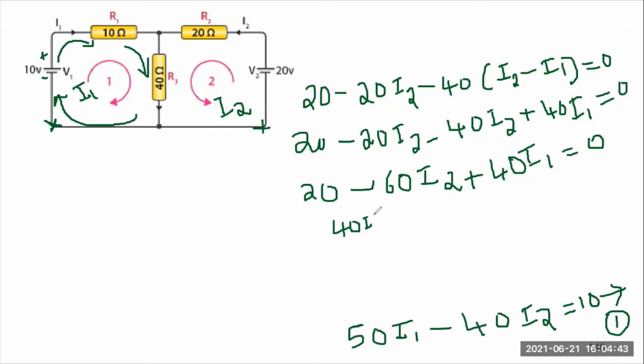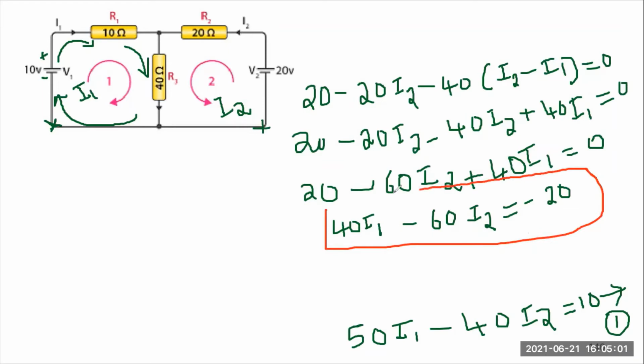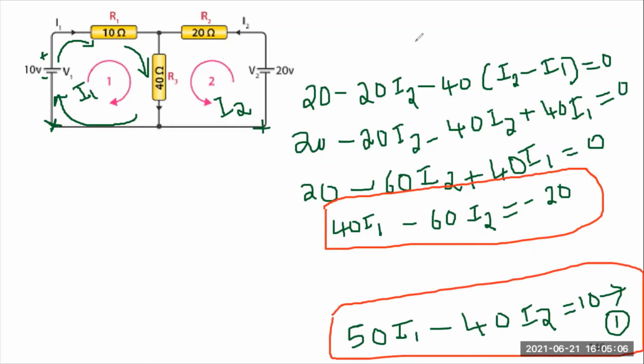40I1 minus 60I2, that is equal to minus 20. So 40I1 minus 60I2 is equal to minus 20. So there are two equations. This is equation number 2, and this is equation number 1. So better you can call them by equation number also. That could be better.